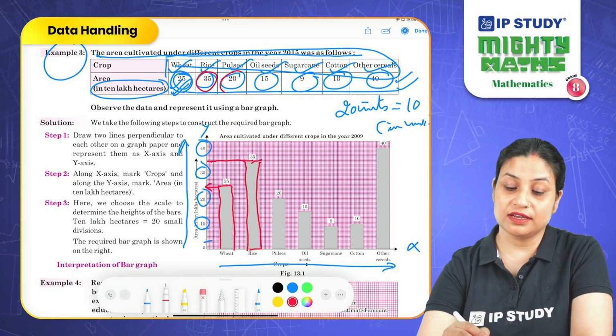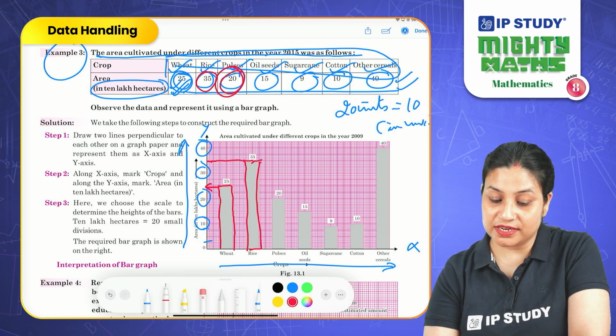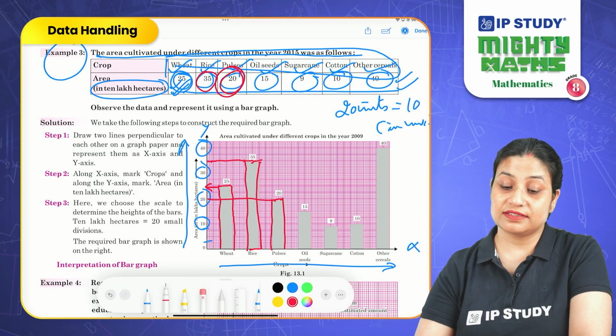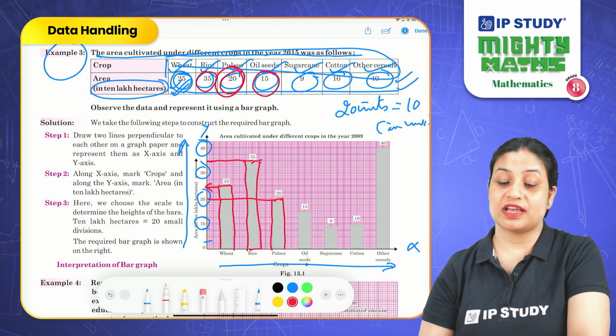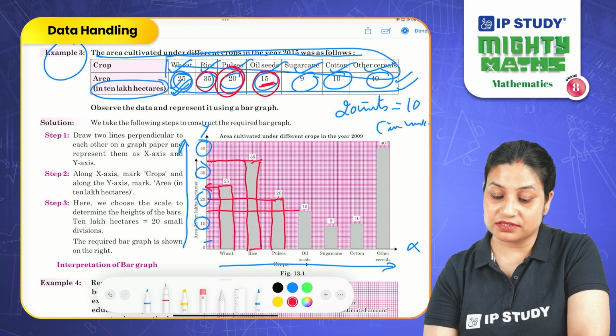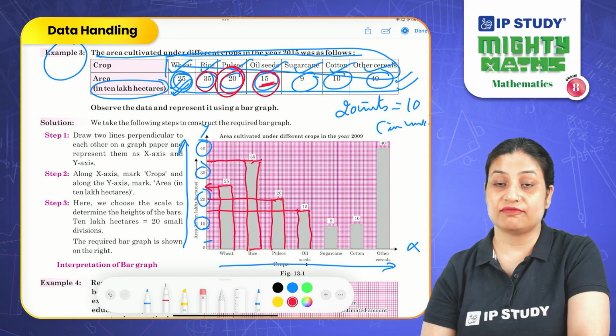Next is 20. So where is 20? 20 is over here. Then you have drawn 20 over here, a rectangular bar again for pulses. Next we have oil seeds. For oil seed we have 15 over here. So find out where is 15. 15 will be here somewhere. So you have drawn the oil seed rectangular bar here.